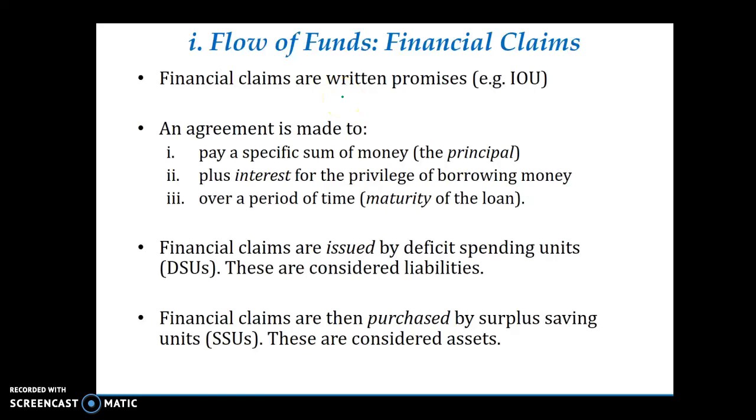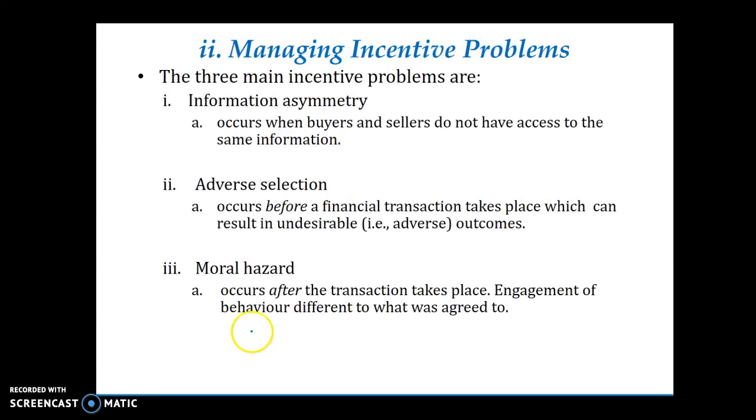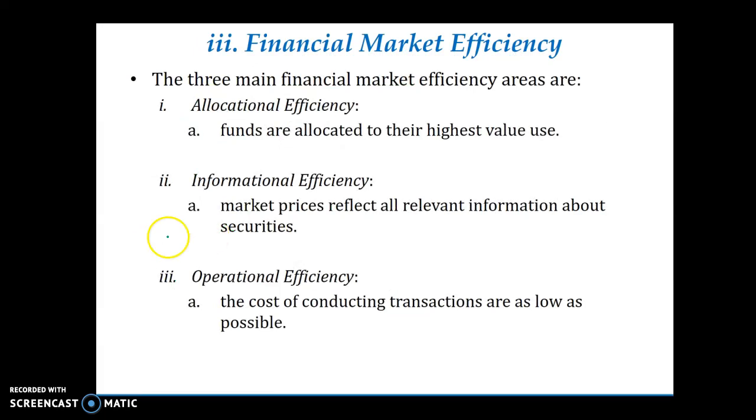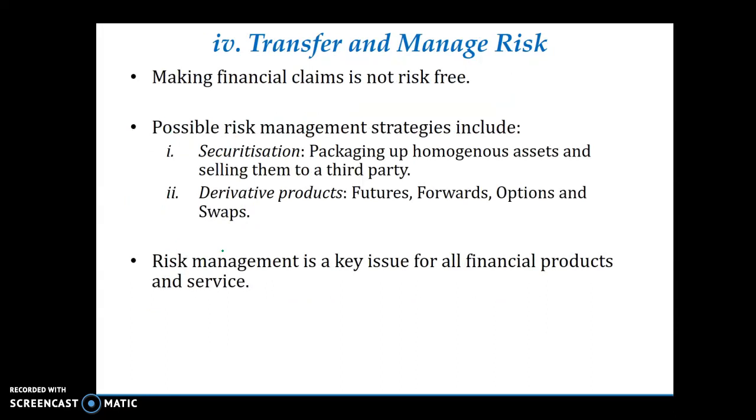What are DSUs and what are SSUs? This is another terminology that you need to know. The other important area is the 3 main incentive problems. Please take note: information asymmetry, adverse selection, and moral hazard. And the 3 main types of financial market efficiency: allocational efficiency, informational efficiency, and operational efficiency.